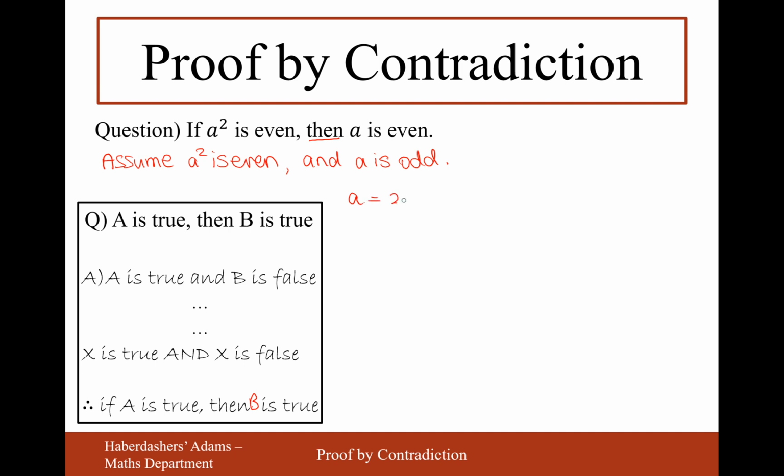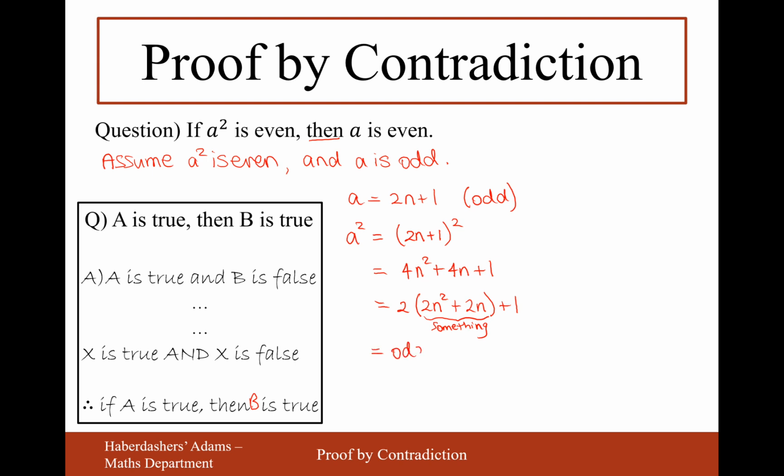So if A is odd, it can be represented as 2n plus 1. It's an odd number. And now let's have a look at what happens to A squared. You've seen this kind of proof before. 2n plus 1 squared, that will be 4n squared plus 4n plus 1. And let's just really emphasize that this is an odd number by writing that it's 2 times something plus 1. It doesn't really matter what that something is inside the bracket here, but it's double something and then add 1, which will make this an odd expression.